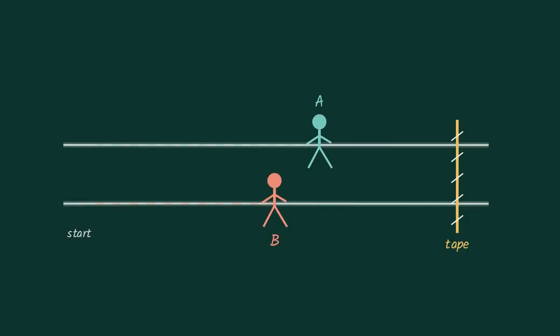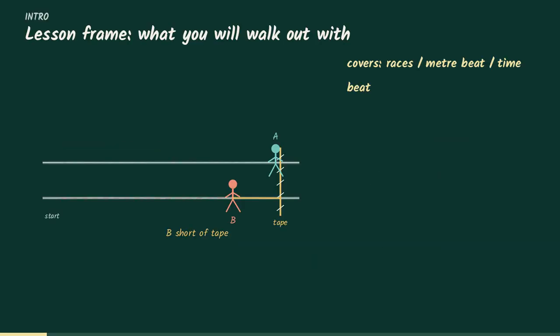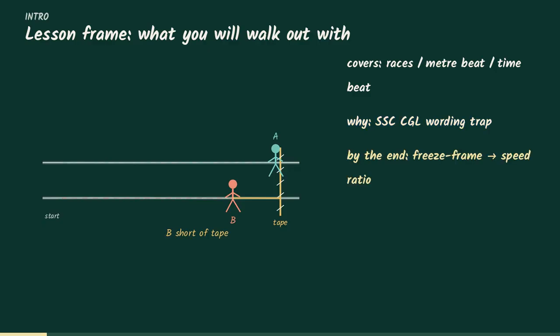Today I'm teaching you race problems, when A beats B by meters or by seconds. SSC CGL Quant loves this wording because one phrase looks like the other and the wrong ratio follows. By the end you will freeze the finish, read a meter beat into a speed ratio, and keep a time beat separate.